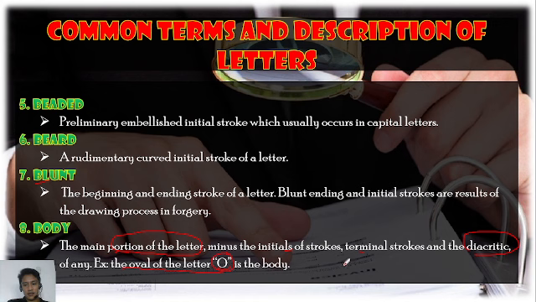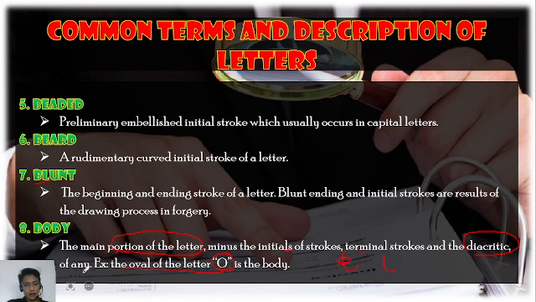Okay, so let's say on letter T, meron po tayo ditong small letter T. When we are going to apply this definition, sabi po natin, the body is the main portion of the letter, excluding some of the initial or terminal strokes. So if we are going to look at letter T, the body of the letter will be the T shape in here, excluding the additional stroke in here.